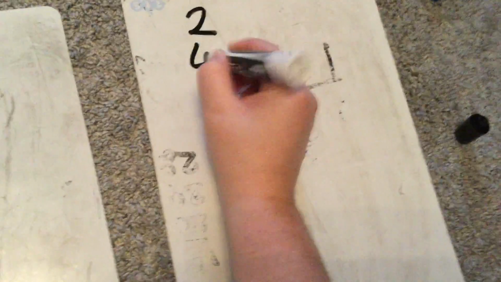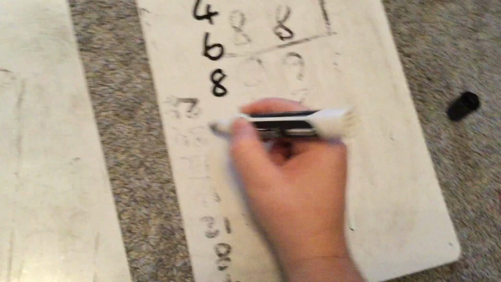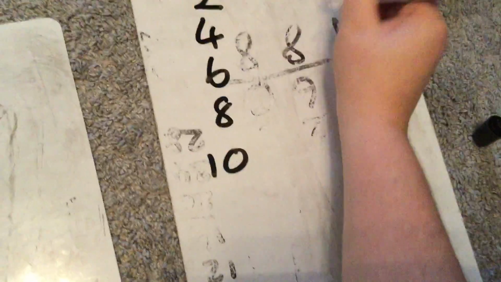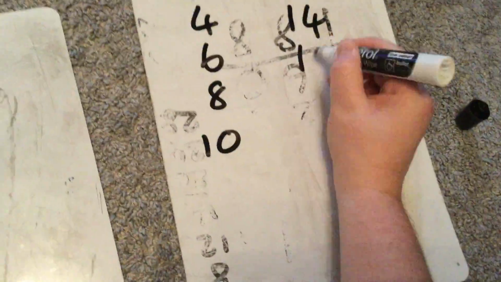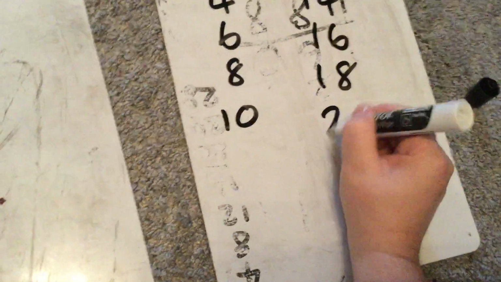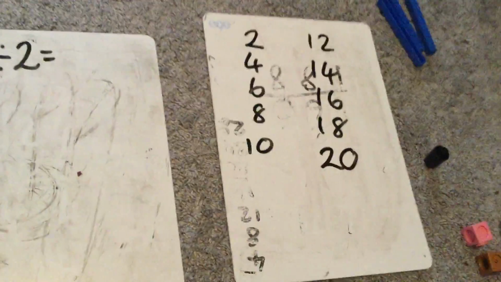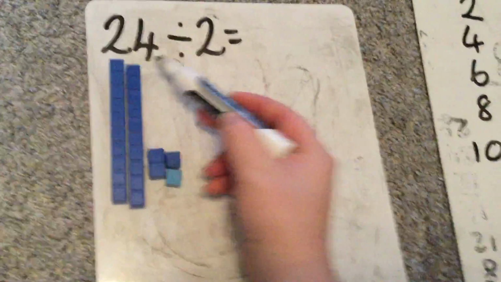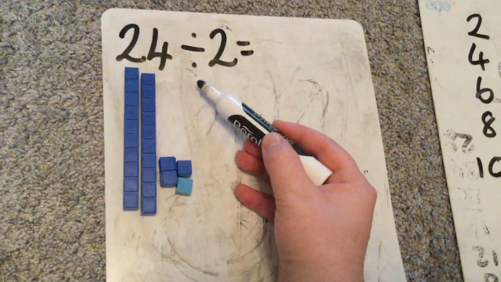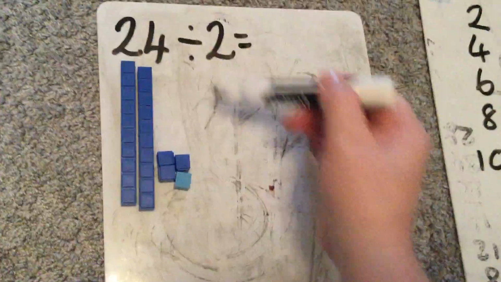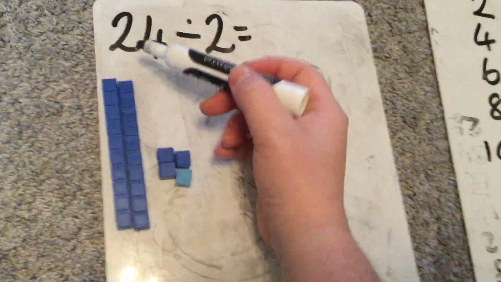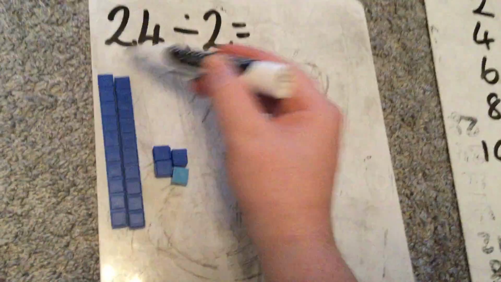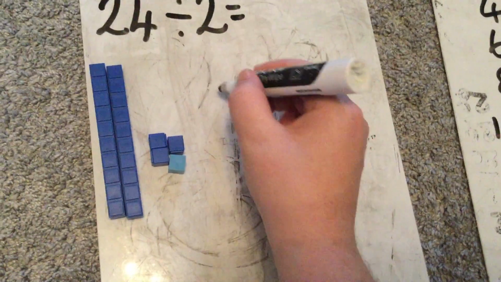So if you want, just to help yourself out, write down your 2 times tables. If you don't need to do that and you already know them all up to 20, then just do them in your head. That's just there to give me a hand. Right, so we're going to do 24 divided by 2, 24 shared by 2. And here I've got my 2 10s, 20, and 4 1s for 4, so 24.